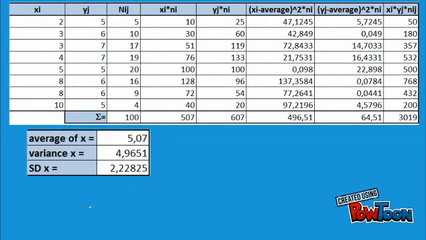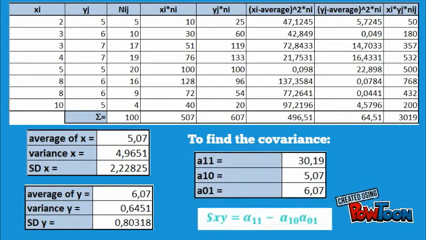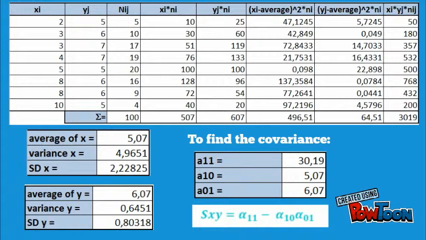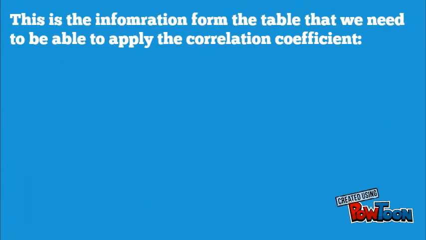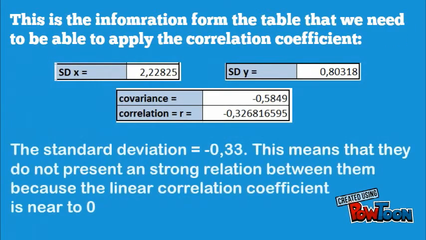We have to do this table, in which we are able to find the average of x and y, the variance of x and y, and the standard deviation of x and y. They also allow us to find the covariance, which will be useful to then find the correlation coefficient. We only need the standard deviation of x and y and the covariance to be able to find the correlation coefficient. Our answer is -0.33. This means that they do not present a strong relationship between them. And this is why: the linear correlation coefficient is near to 0.